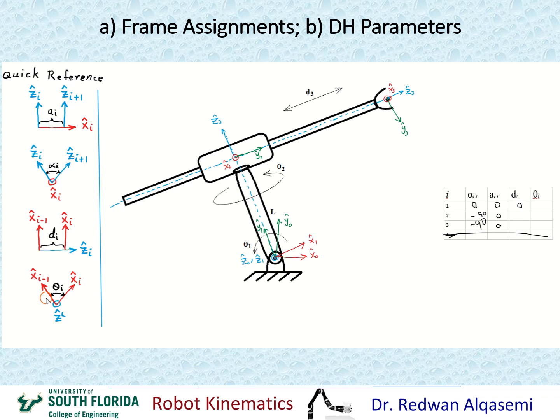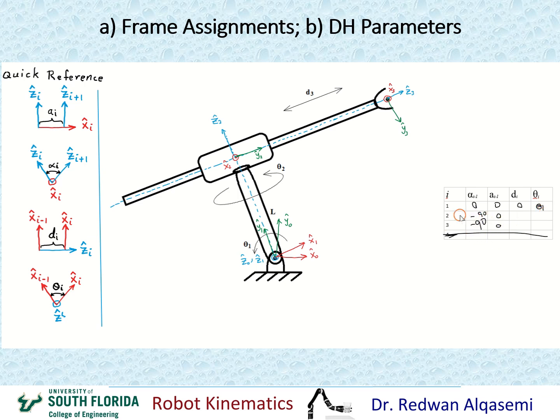And then the angle between x0 and x1 about z1. And that angle will be a variable, which is represented by theta 1. So this here will be theta 1.